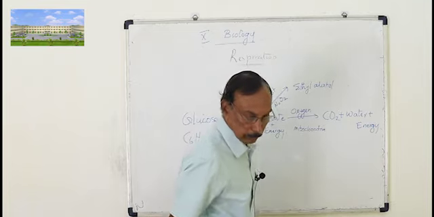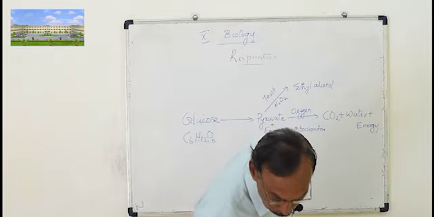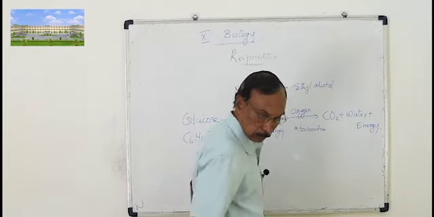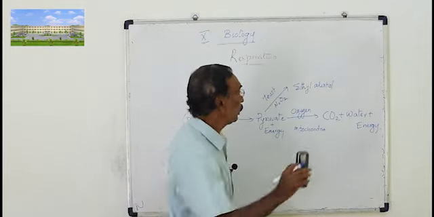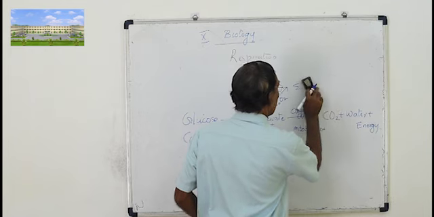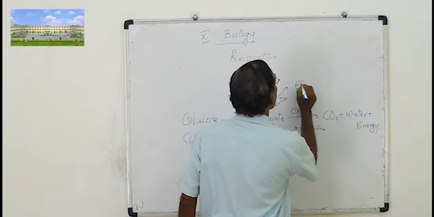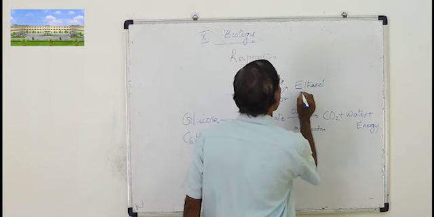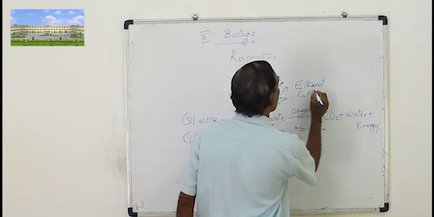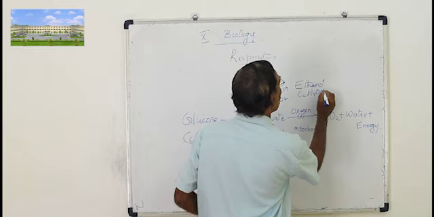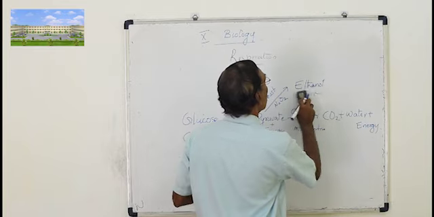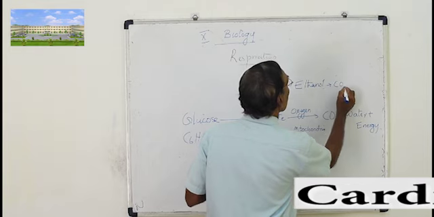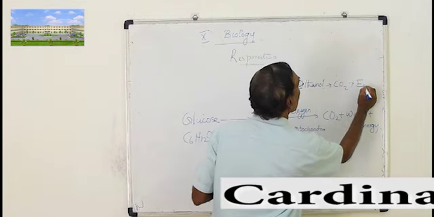It will change it to ethyl alcohol or ethanol. We also call it ethanol. It will be broken down to ethanol or ethyl alcohol, same thing. Formula is C2H5OH. The formula is not there in the textbook, you need not remember. So plus carbon dioxide also is produced, and plus energy is released.